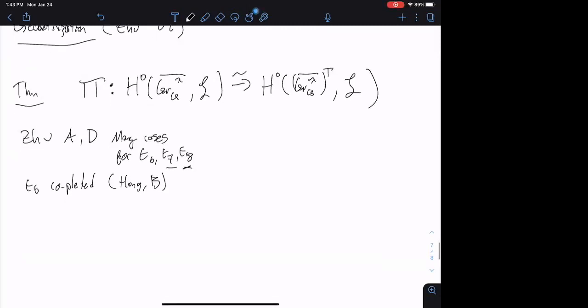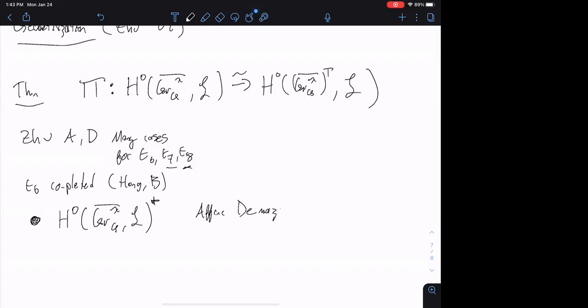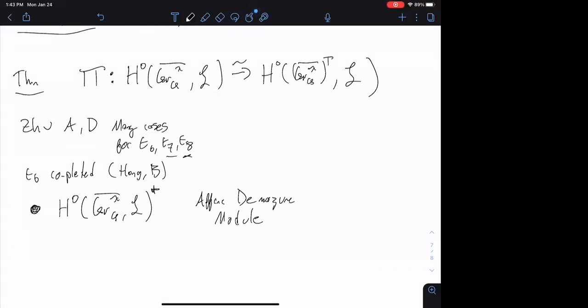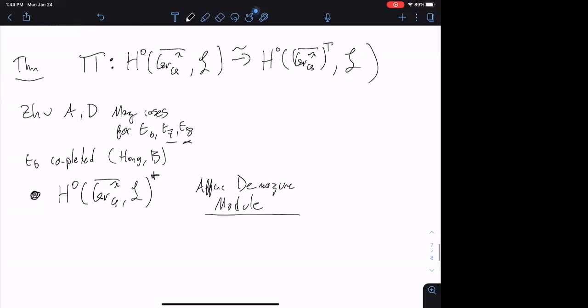So some remarks: first of all, this space, H0 of the affine Schubert variety, L dual, this is precisely an affine Demazure module from the title. And in particular, there's a Demazure character formula which permits one to compute what this vector space is with its weights and things like that. So this is very computable. This is an affine Demazure module, a space of sections on these affine Schubert varieties.